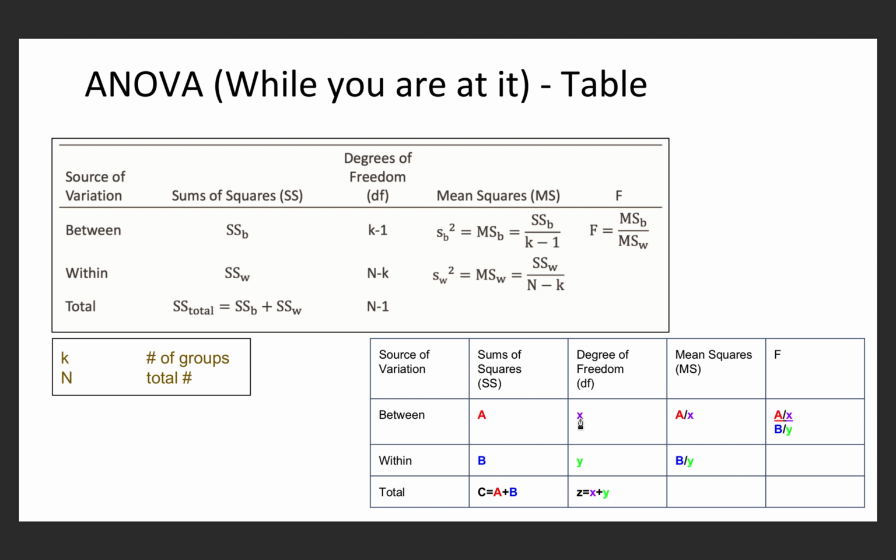How can you calculate this one? This one is equal to this one over this one, right? So this is A, this is X, so A over X, and this is B, this is Y, so B over Y. And this F test statistic is this number over this number. It's quite simple and easy, right? So the total is you sum these two up, and this total is the sum of these two.